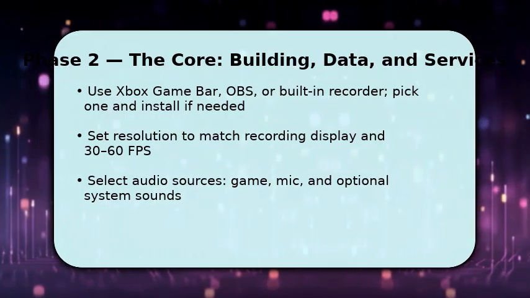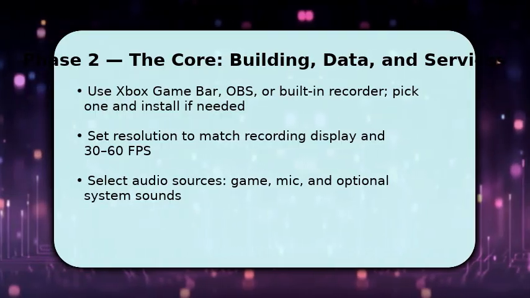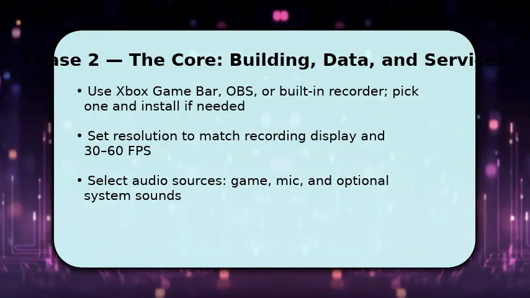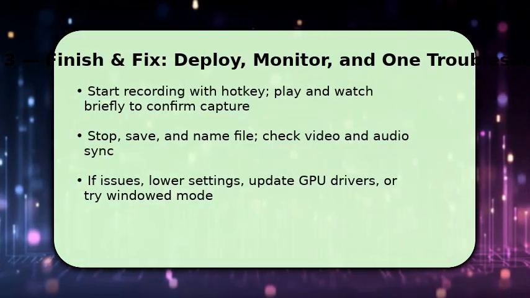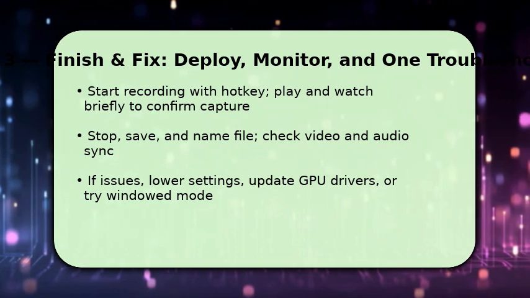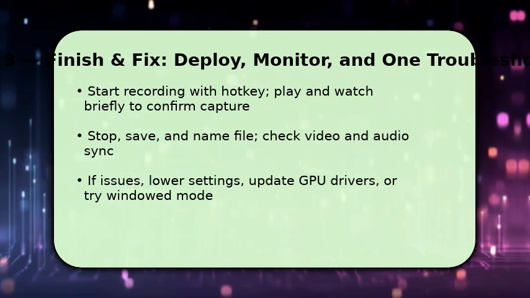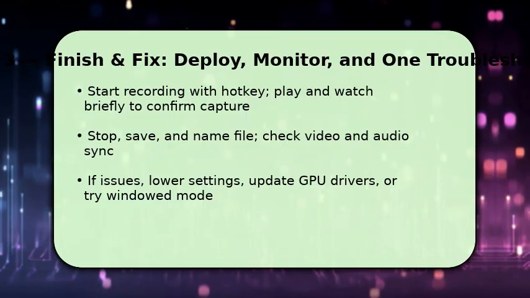Make sure capture mode is set to the game window or display capture so overlays record properly. After that, you press the recorder hotkey and begin playing while keeping an eye on a short span to confirm capture quality. Once finished, stop and save the file with a clear name and location so you can edit later.